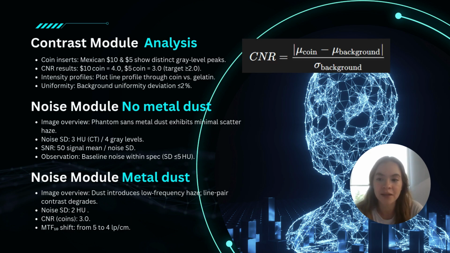Introducing metal dust adds a low frequency haze and slightly blurs the fine line pairs. Noise SD increases to 5 Hounsfield and CNR drops to 3 for the 10 coin and 2.5 for the 5 coin. The MTF also shifts from 5 to 4 line pairs per centimeter on DR and from 3 to 2.5 line pairs per centimeter on CT, quantifying the impact of scatter.